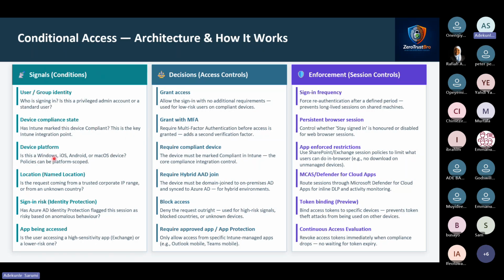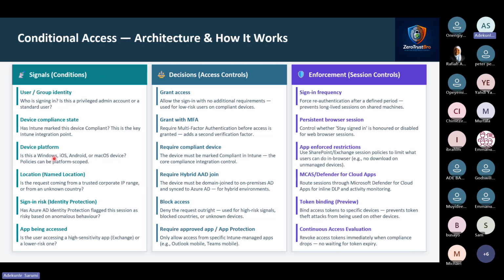Then the device platform. Is this a Windows, iOS, Android, or macOS device? Policies can be platform scoped. So when using conditional access, you can also set it depending on platform. For organizations that allow remote working or let users access resources from outside the office, sometimes they only want you to access from a Windows PC and not from iPads or Android tablets. Conditional access can enforce the setting that resources are only accessed from a Windows PC.